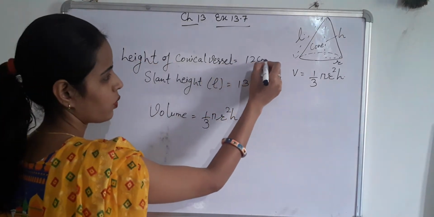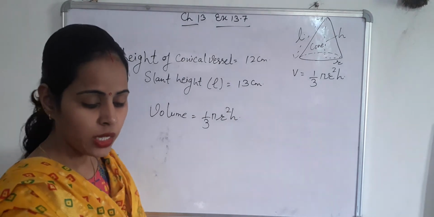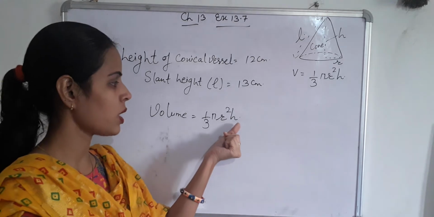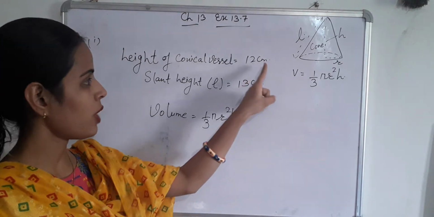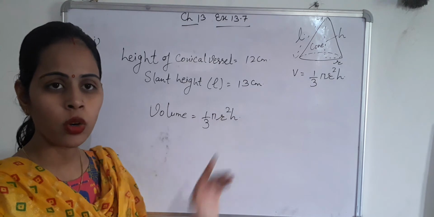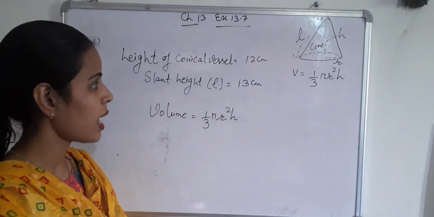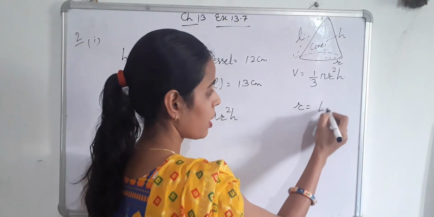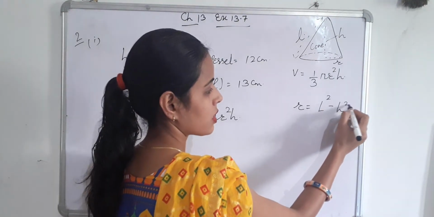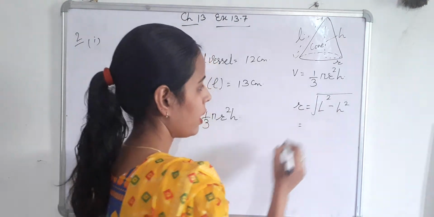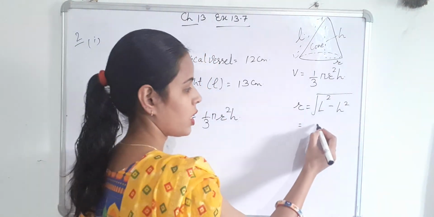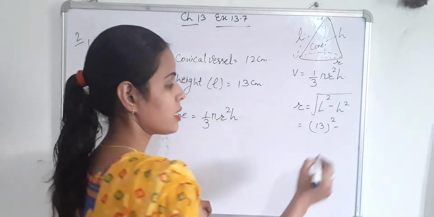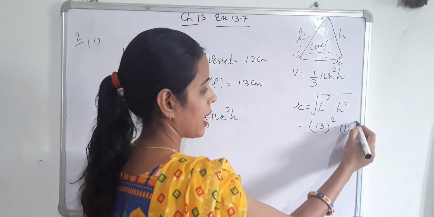Equals to 12 centimeter. Find the capacity in liters. Volume is 1 upon 3 pi r square h. H is given as 12 centimeter, but R is not given. First find R with the help of H and L. Then R will be the square root of L square minus H square. L is 13, so square of 13 minus H is 12, square of 12, under root.